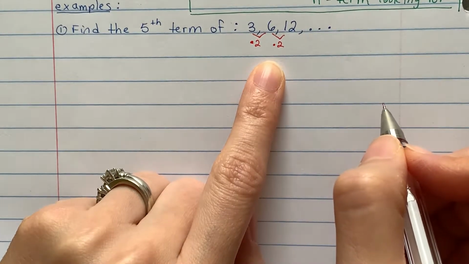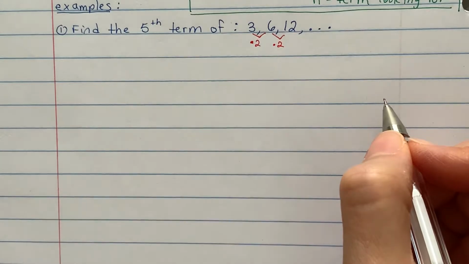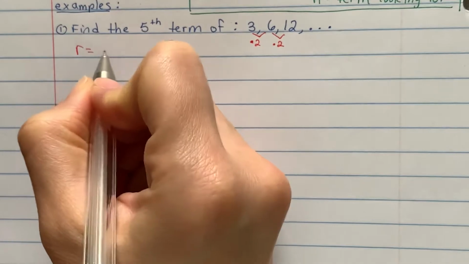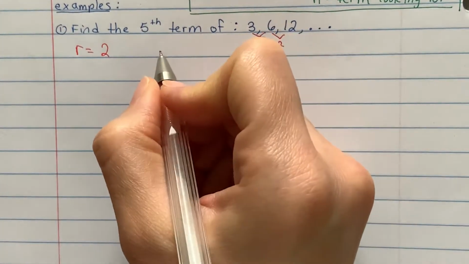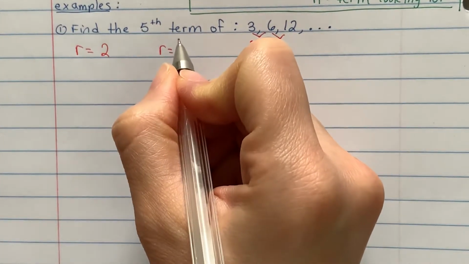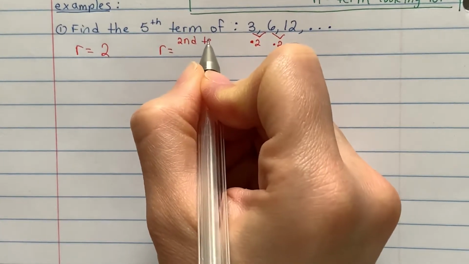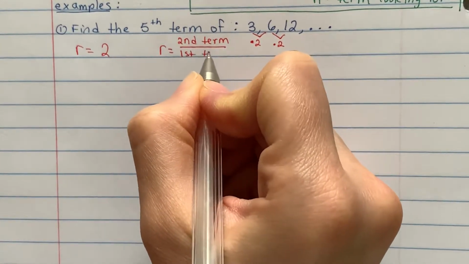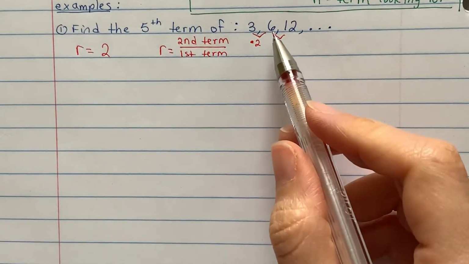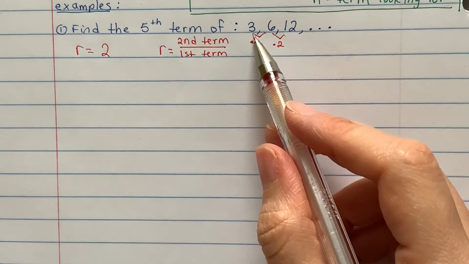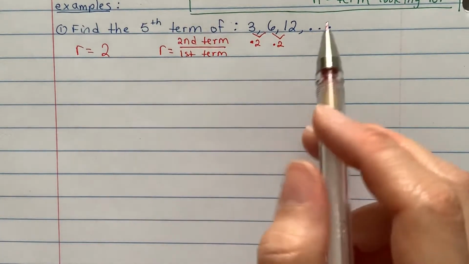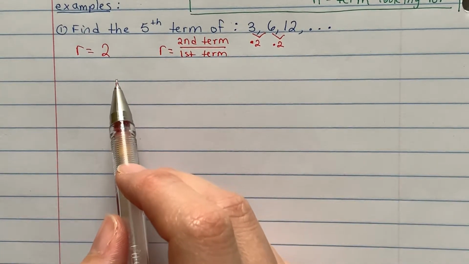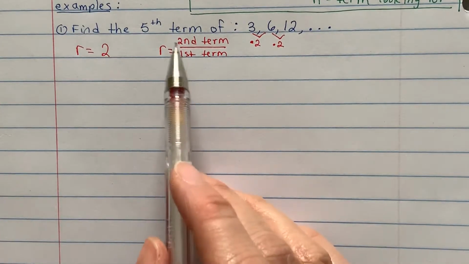Now, if you didn't really see that, the way to actually figure this out algebraically, to figure out the common ratio, in this case, the common ratio was 2, but if you couldn't really see that, what you could do is you could take the second term and you could divide that by the first term. Let's check that out. 6 divided by 3 is 2. Or I could have done 12 divided by 6. It's also 2. So if you can't find the pattern, try using this strategy.